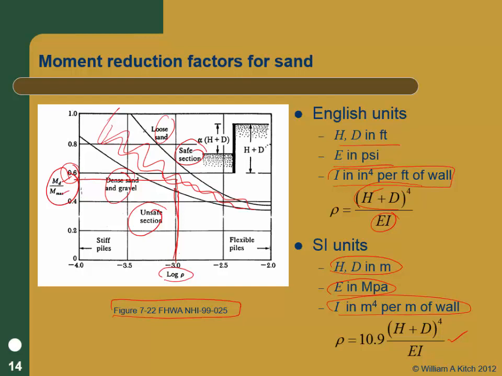You're just going to calculate the moment you get from that method and then decrease it by this amount based on the relative stiffness of the pile section. So it's an iterative solution, obviously, because you have to pick a pile section, and once you know the pile section, you know Rho, and once you know Rho, you're going to reduce your moment, so then you get a different pile section. It's a little iterative solution, but it doesn't take very long.